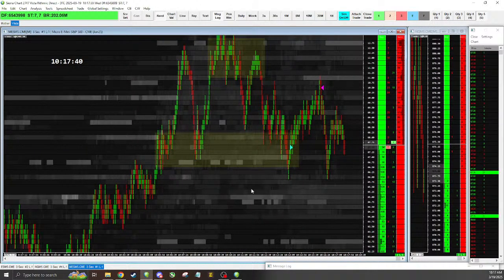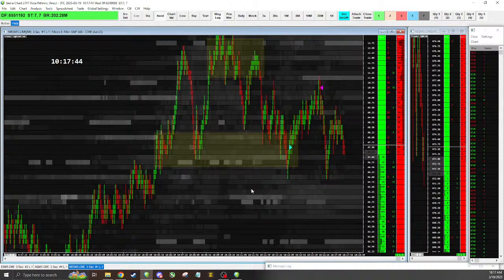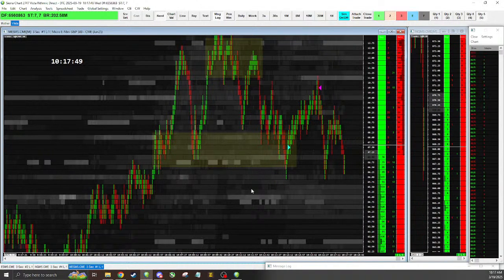This isn't a chop. What I'd like to see on up days is we run and then we chop, and then we run and then we chop. But now we're just kind of chopping.